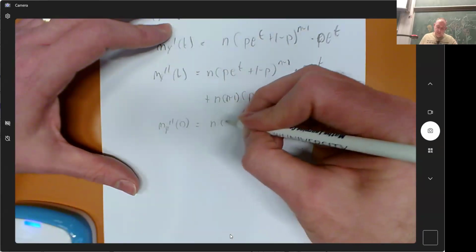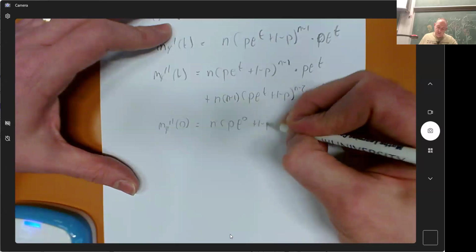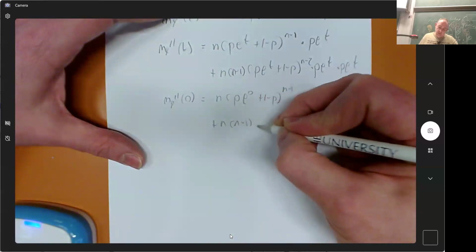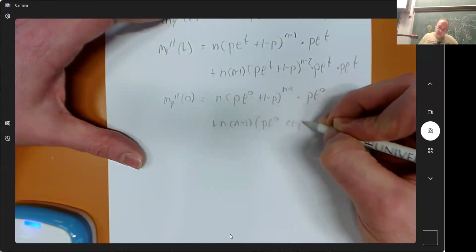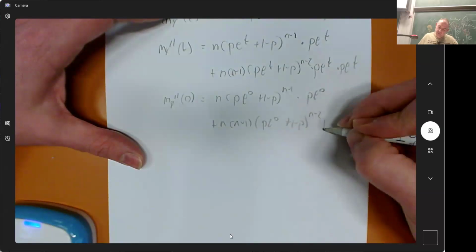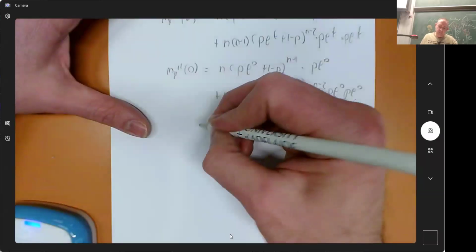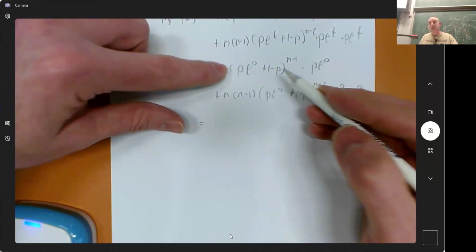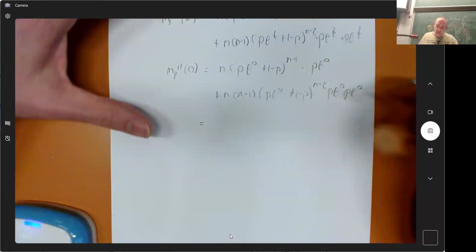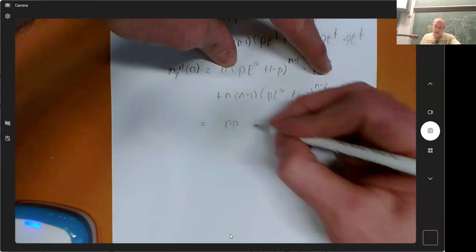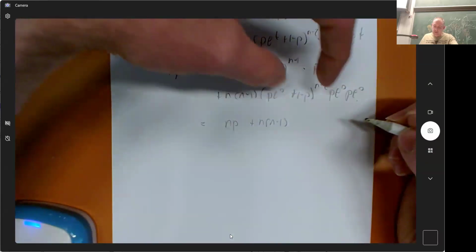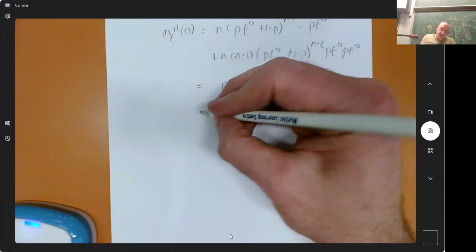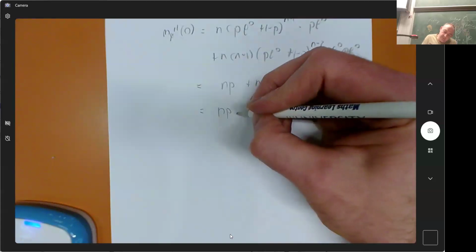And so I get n times (p e to the 0 plus 1 minus p) to the n minus 1, times p e to the 0, plus n minus 1, times p e to the 0, plus 1 minus p, to the n minus 2, times p e to the 0, times p e to the 0. And p e to the 0 is p, and so p plus 1 minus p is 1, and 1 to the power of n minus 1 is 1. And so I've got np here, and this one is n minus 1 times 1 times p squared. And they've both got an np in them.